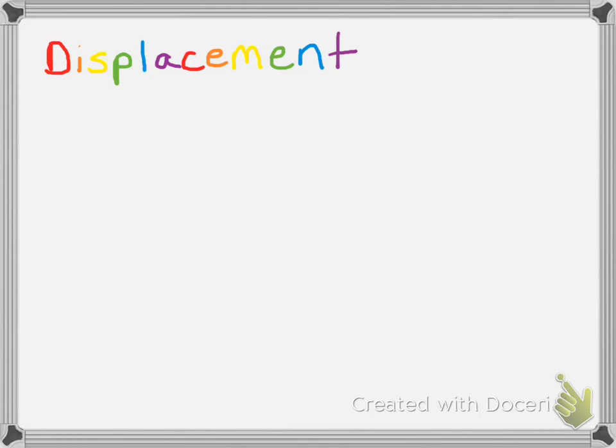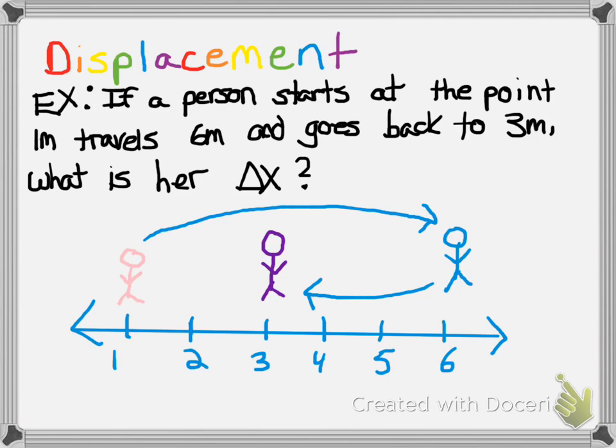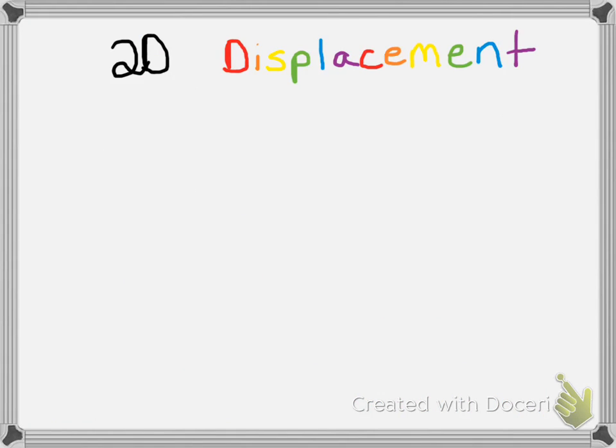Let's try another example. If a person starts at the point 1 meter, travels 6 meters, and goes back to 3 meters, what is her displacement? Here is our timeline. So if we use the equation, the person's final position is 3, and their initial position is 1. The middle position of 6 doesn't matter for the equation. So we do 3 minus 1 and find the displacement to be 2 meters.